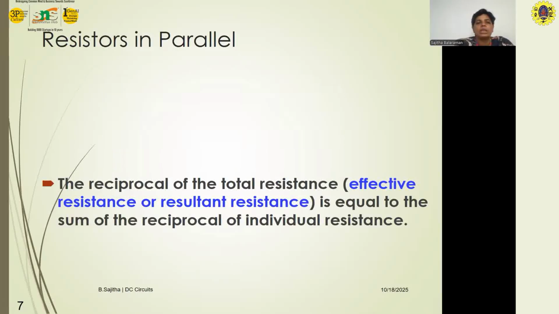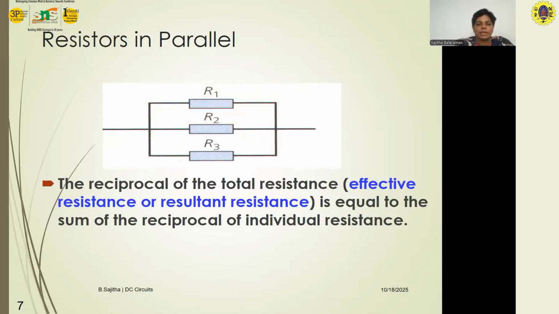Now imagine the resistors are connected in parallel. As you can see in the circuit, R1, R2 and R3 are connected in parallel, and here the total or effective resistance is equal to the sum of the reciprocals of the individual resistances. In series we saw that the resistances can be directly summed, whereas here it is the reciprocal of the individual resistances. So 1 by R total is equal to 1 by R1 plus 1 by R2 plus 1 by R3.